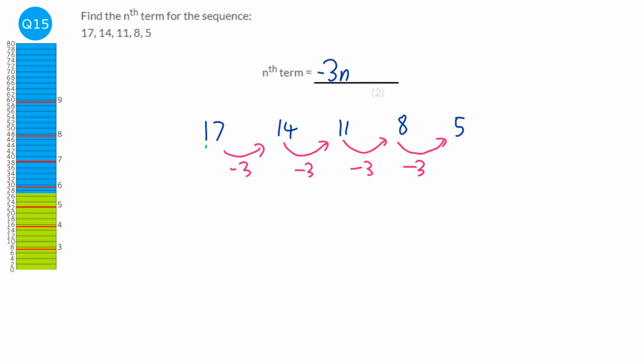Then what we do is we go backwards to find the 0th term. So actually going backwards, we would add 3 and we would find it to be 20. So whatever our 0th term is, because 17 is our first term, is going to be what we add to the -3n. So it's going to be add 20. So our answer is -3n plus 20.